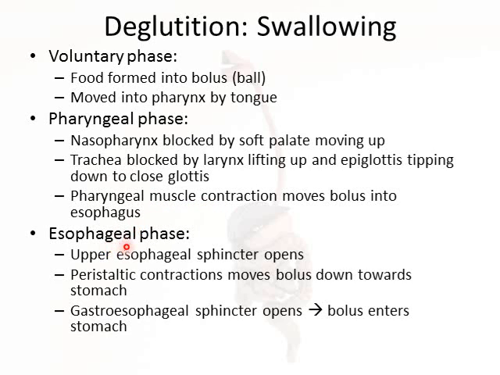But before it can get to the esophagus, we have to relax the upper esophageal sphincter, which opens that up, and that allows the bolus to move into the esophagus. And then peristaltic contractions happen in waves and push this food all the way down towards the stomach, and then it reaches the gastroesophageal sphincter, which is right above the stomach. That relaxes and opens up, and then the food enters the stomach.